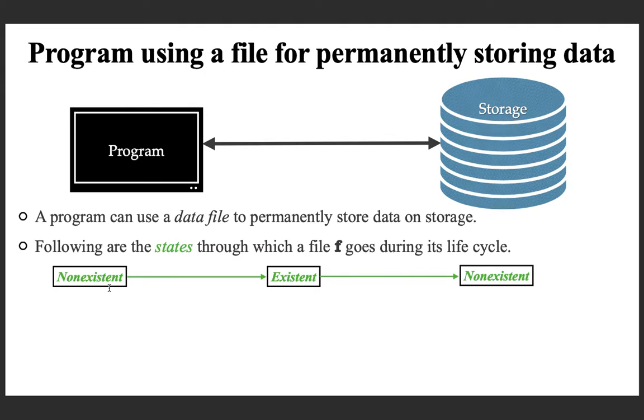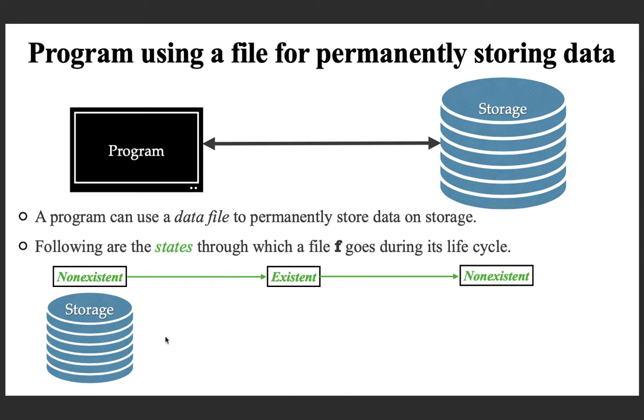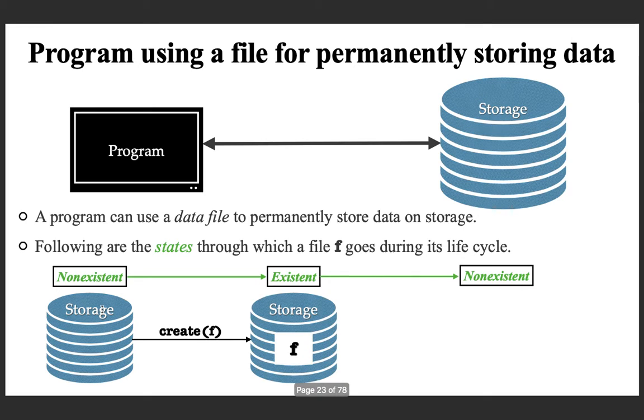Initially it is non-existent, the file has not been created, then you will create it, the file is existent, then you can process it, and finally if you want you can delete it, then it will go to non-existent state again. If you look at it in terms of the storage, assume that you don't have a file in the storage, and using a C program and a function call, you can create a file. So in the storage you are creating a file, namely F, and then the state becomes existent.